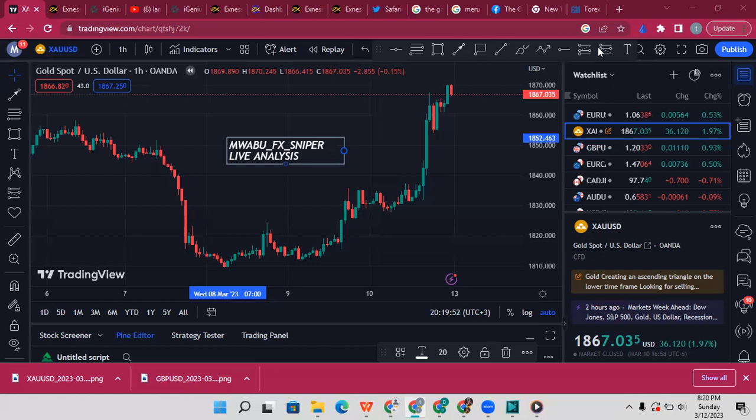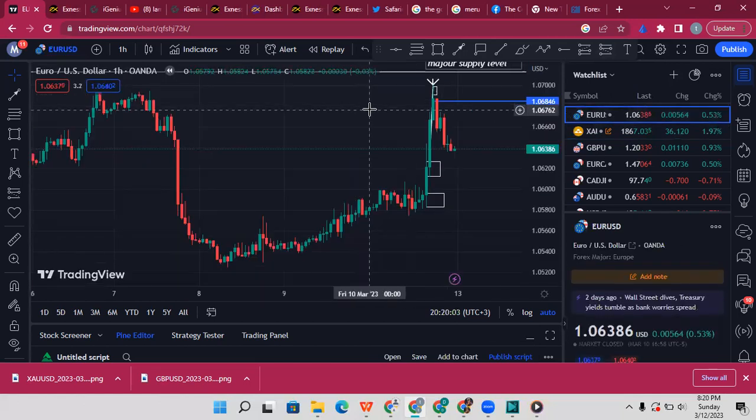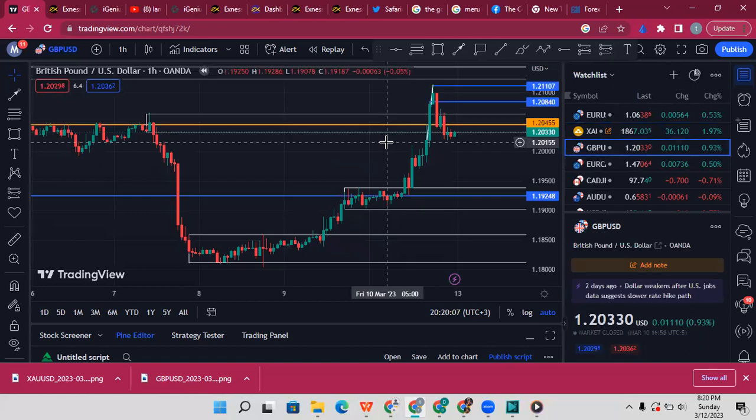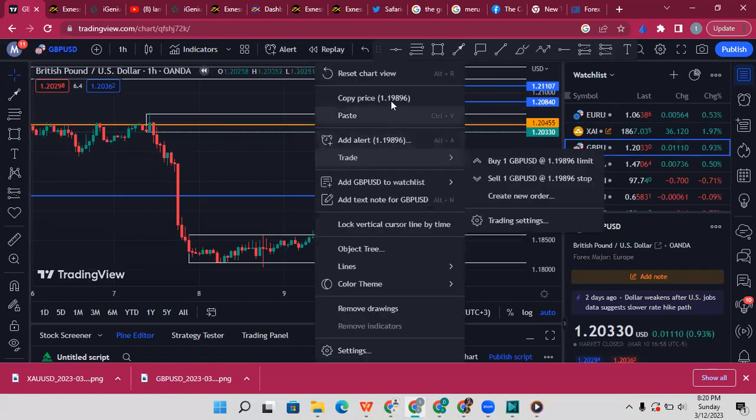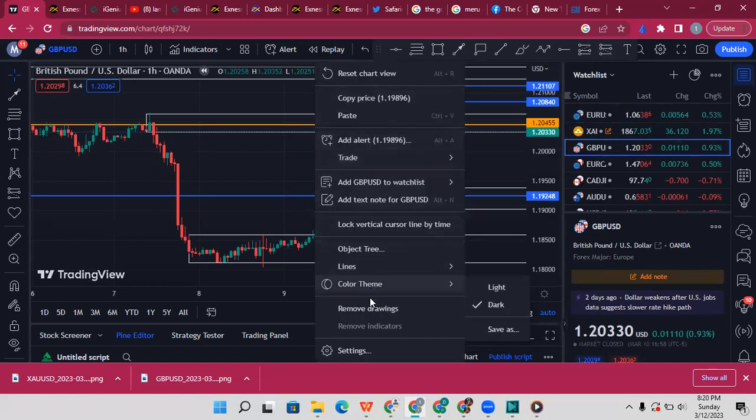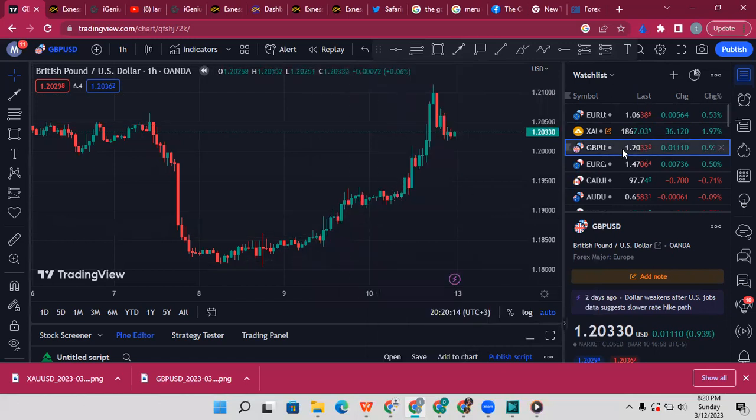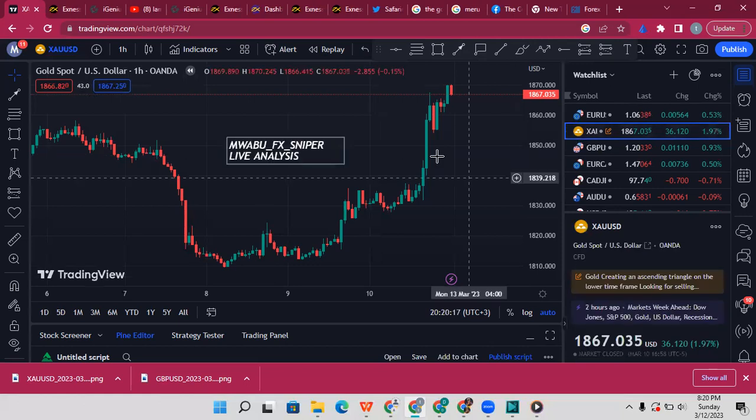I usually mark up my key zones, my key areas whereby I'm going to be taking a look at the trade. So some of the currencies that I usually look at is gold, which is the main one. And then I usually look at Euro USD, which is the second currency that I look at. And then I usually look at GBP USD. So I'm going to be sharing with you the whole process, what I usually do to be able to identify my key zones, and we're going to be starting with it.